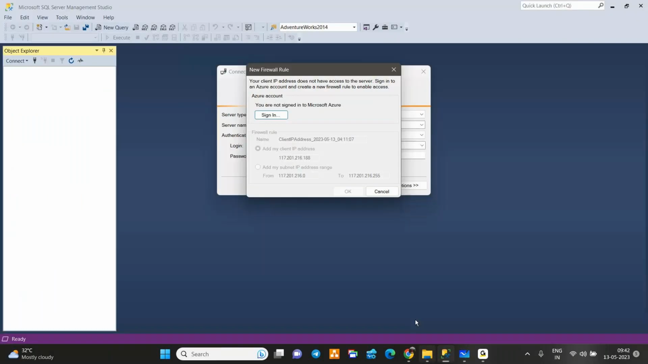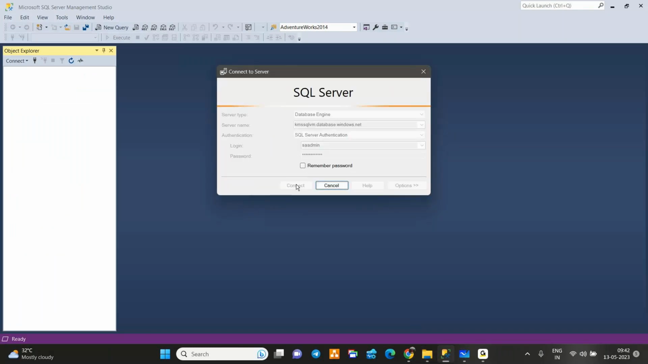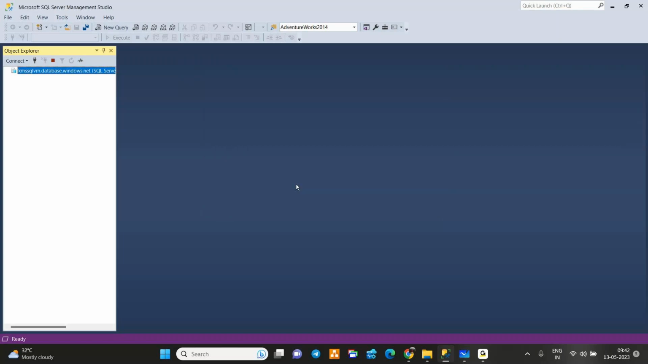Again, try to click on connect. Now you will get authenticate to the logical server. Only one additional step, network. You will get the additional network step, especially when you are working with the Azure SQL database. When we are discussing security, we'll discuss all that stuff.